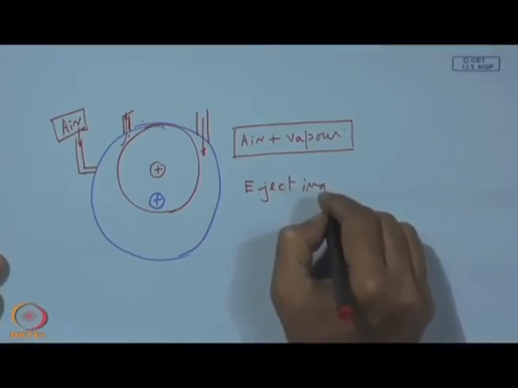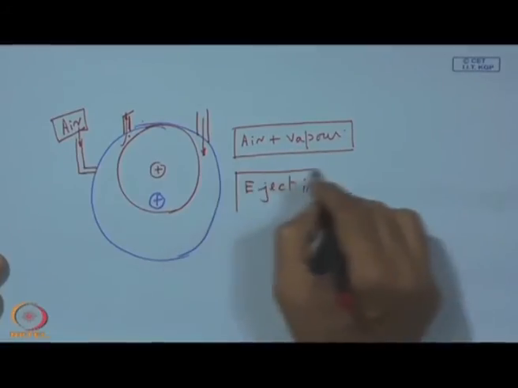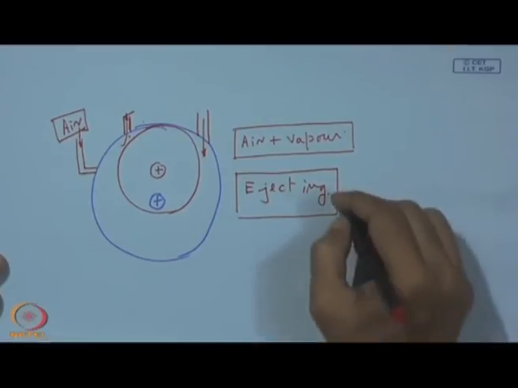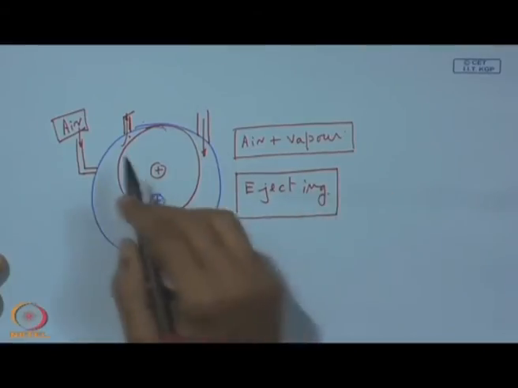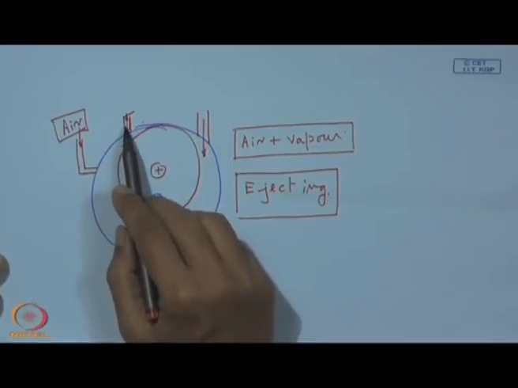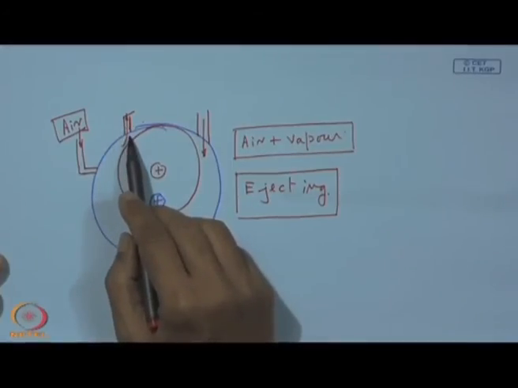It is actually ejecting pressure. So, this ejecting pressure must be greater than the vapor pressure of this one. That means ejection should be done without this condensation.